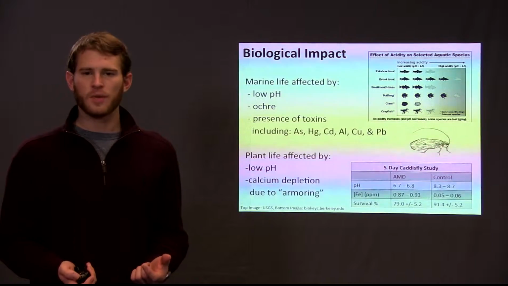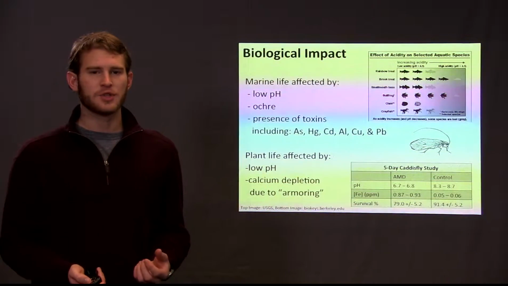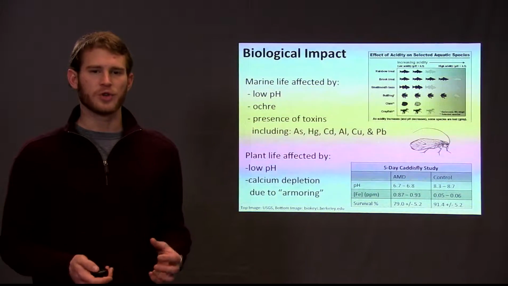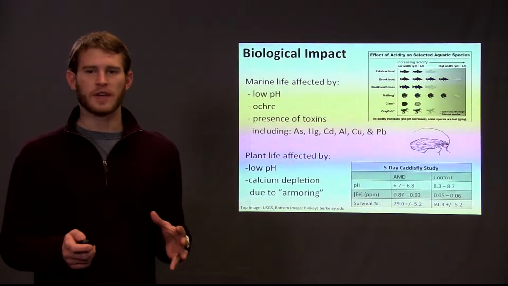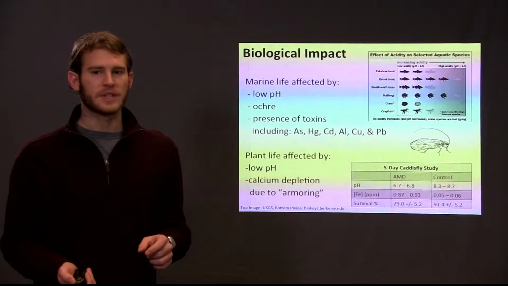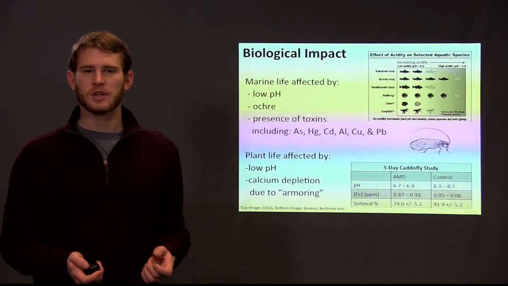Plant life can also be harmed by low pH and by a condition called armoring, which occurs when a precipitate coats limestone rock, preventing the dissolution of calcium. This can deplete plants of their calcium source.